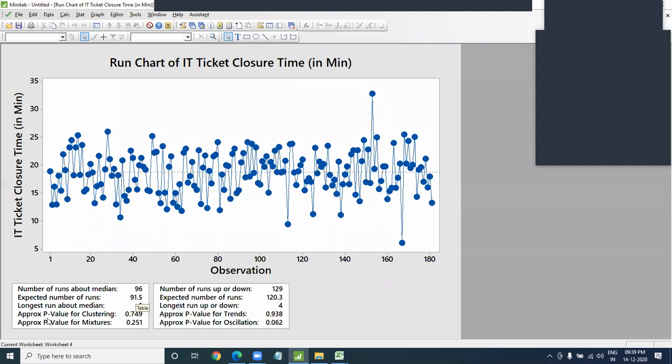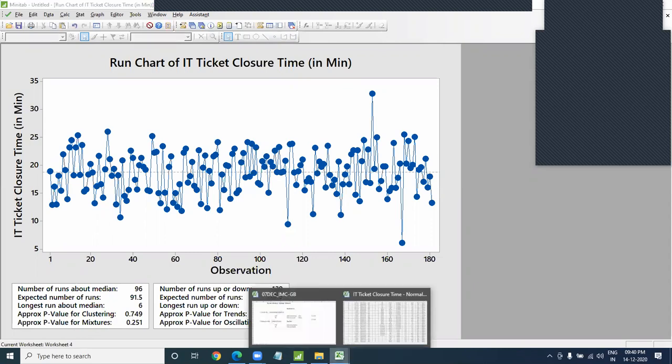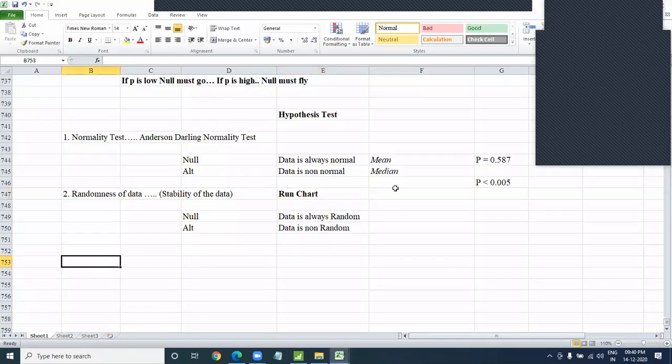Look at this. There's a p-value for clustering, a p-value for mixture, a p-value for trend, and a p-value for oscillation. There are 4 p-values here. Now, what do they mean? What do I do with these p-values? Not 1 p-value, but 4. Let's understand the meaning of randomness first, which will help us understand them.